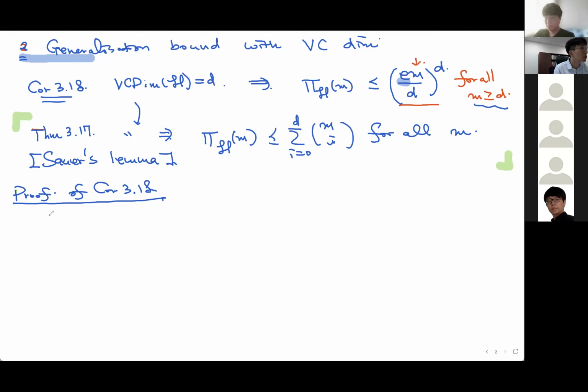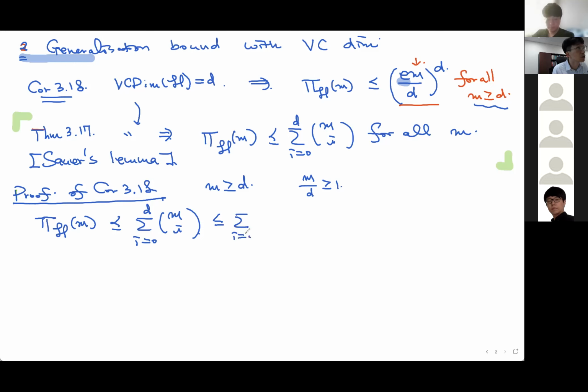That's because we are approximating a polynomial by an exponential function. So how do we do it? We just do the calculation. We have the growth function of m, and by the Source Lemma, that is less than or equal to the sum over i equal to 0 to d of m choose i. Our assumption at the moment is m is greater than or equal to d. Then we consider the quantity m over d. This is always greater than or equal to 1, and we multiply these things.